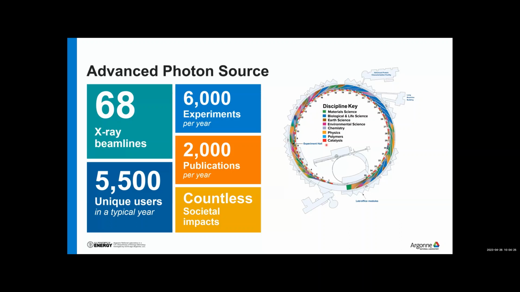To talk about the APS by the numbers, it currently contains about 68 beamlines. We typically welcome about 5,500 unique users every year. Each of these unique users comes several times. Typically, in a given year, about 6,000 experiments are carried out at a facility like that, and it results in about 2,000 peer-reviewed publications per year. Quite a lot of them, about 40%, in high-impact journals.